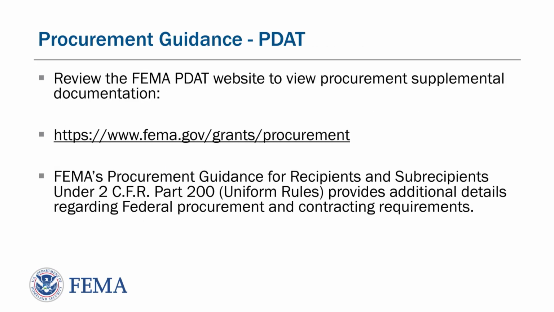Procurement requirements are among the most complicated parts of the PA grant process, and non-compliance can result in deobligation of funds. Please make sure that you are following FEMA's procurement guidance for recipients and subrecipients. The Procurement Disaster Assistance Team, or PDAT, offers some training and tools on their website. Federal requirements for procurement and contracting are described in 2 CFR Part 200.